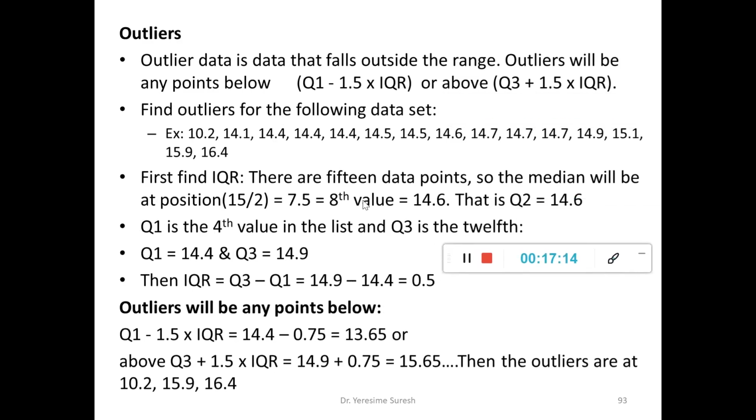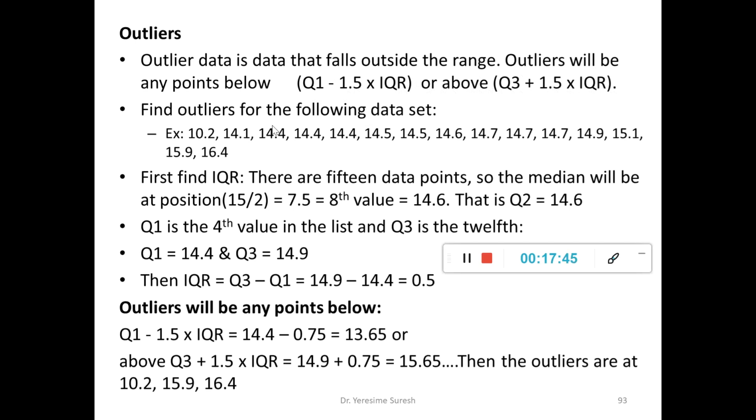Outliers are nothing but, once I draw the box plot, it will give me the lower bound as well as the upper bound. So what are outliers here? Outliers will be any points below Q1 minus 1.5 into IQR or above. Below is your lower bound, above is your upper bound. I calculate the lower bound as Q1 minus 1.5 into IQR and the upper bound as Q3 plus 1.5 into IQR. I hope you know how to calculate Q1, Q3 as well as IQR.